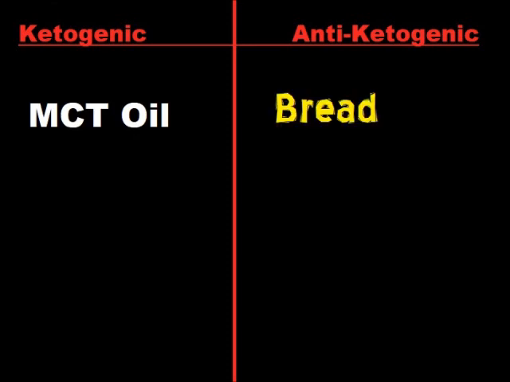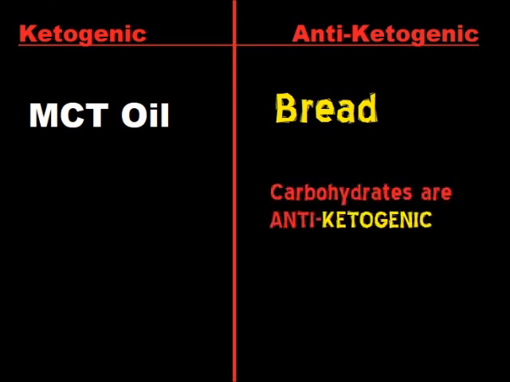Bread would be an anti-ketogenic factor since it's primarily carbohydrates, which, as we know, raise blood glucose and insulin and thus prevent the production of ketones. Fats tend to be ketogenic, while carbohydrates serve as anti-ketogenic factors. Protein is sometimes problematic since it's both ketogenic and anti-ketogenic.